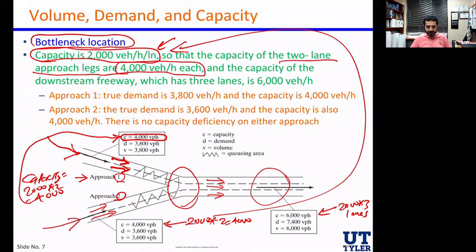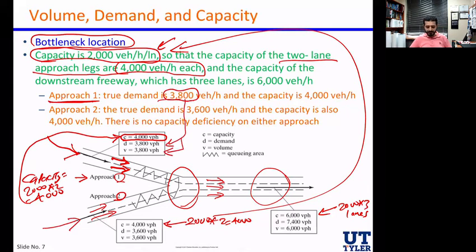Then, when you go to the field, you will be able to see and measure the true volume. So, for example, for approach 1, assume that we went there and saw that the true demand is 3,800 vehicles per hour. You measure it, and it's 3,800 vehicles per hour. So the demand in this case is the same as the volume. They are equal.